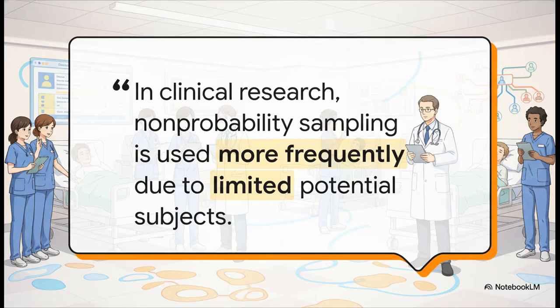And this quote right here just nails it. Think about it. In a busy hospital, you can't just get a master list of every patient with a certain illness to randomly pick from. It doesn't work that way. You have to work with who you can get, who's available. So even though these methods aren't random, they are absolutely crucial for getting any research done in the real world.